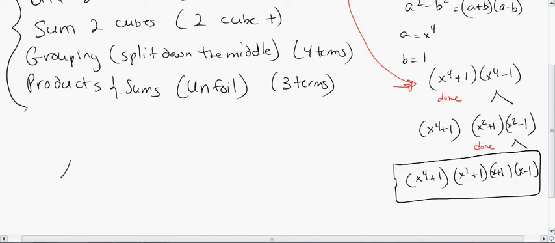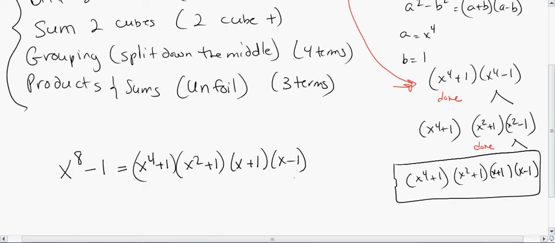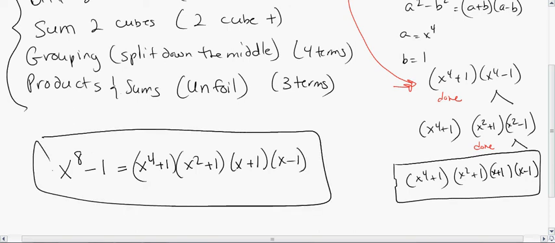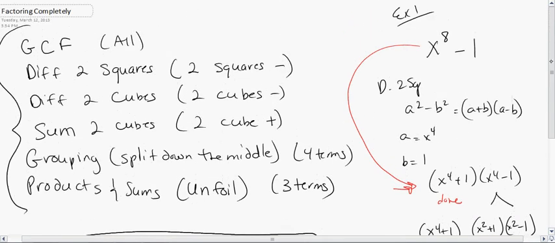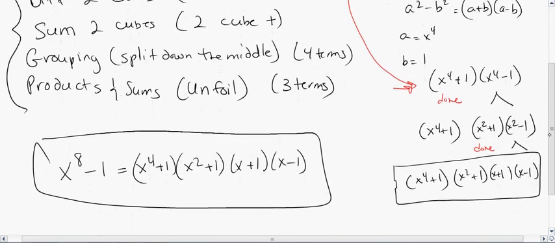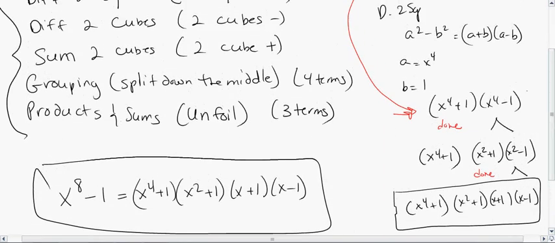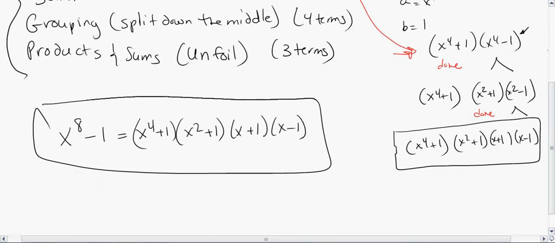So I'll rewrite it so we can see the original problem. X to the 8 minus 1 becomes x to the 4th plus 1 times x squared plus 1 times x plus 1 times x minus 1. There we go. So you can see that I had to use multiple methods, or that same method, difference of two squares, twice. Once to get it down to the x to the 4th minus 1, and then once to get it down from the x squared minus 1 down to the x minus 1. So multiple times.